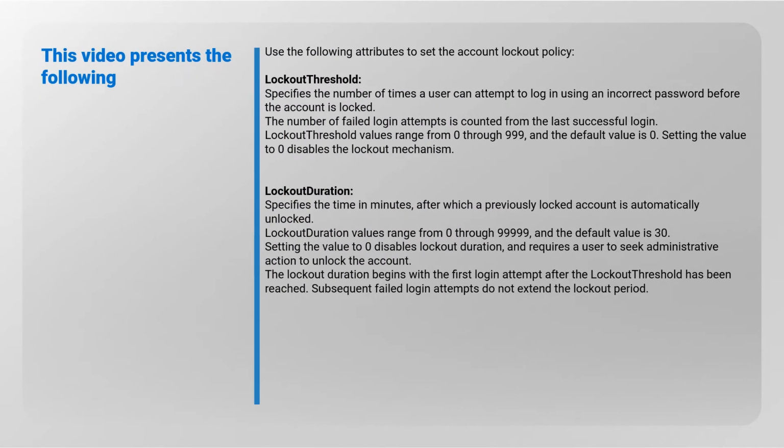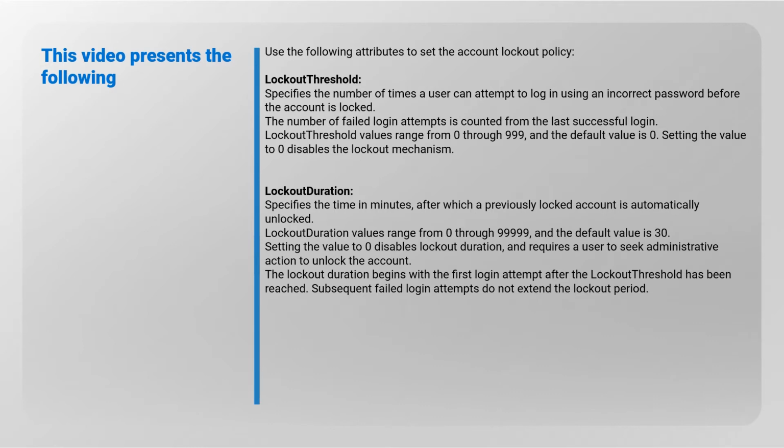Use the following attributes to set the account lockout policy. Lockout threshold specifies the number of times a user can attempt to log in using an incorrect password before the account is locked. The number of failed login attempts is counted from the last successful login. Lockout threshold values range from 0 through 999, and the default value is 0. Setting the value to 0 disables the lockout mechanism.